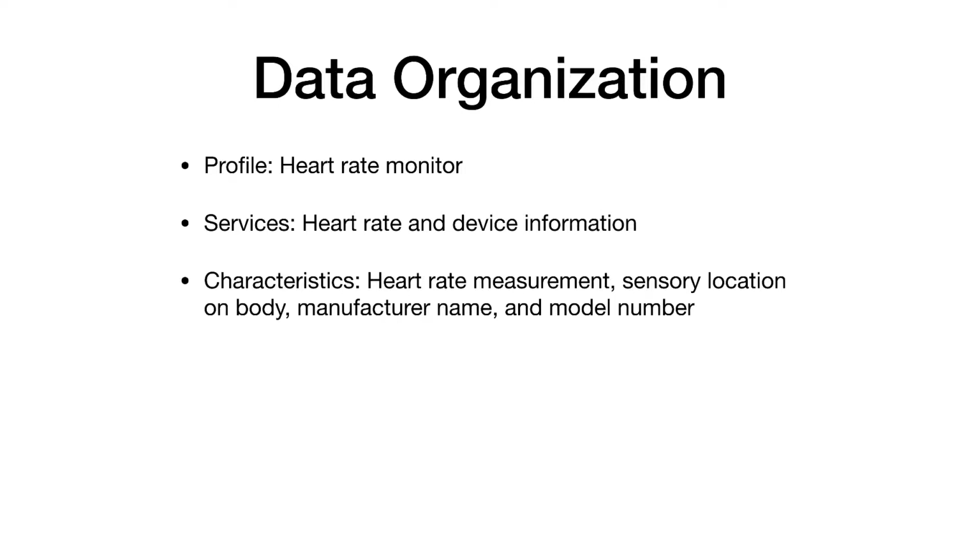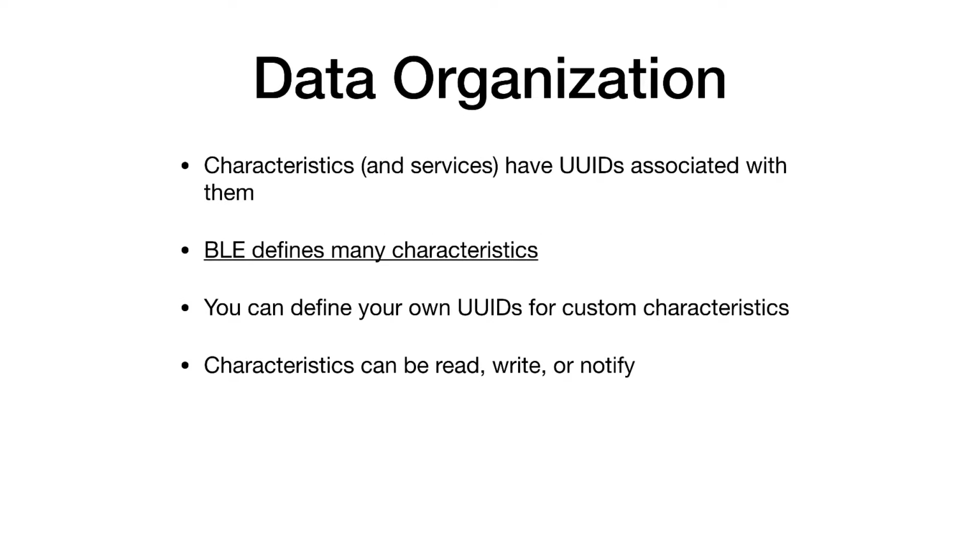And then other characteristics might be the manufacturer name, and this would be under the device information service. It could be the manufacturer name, the model number, firmware version, whatever you might think of. And of course, like I said, there could be more services and more characteristics. These are just some examples. Under the hood, what these characteristics and services look like are UUIDs, these random, uniquely identified IDs.